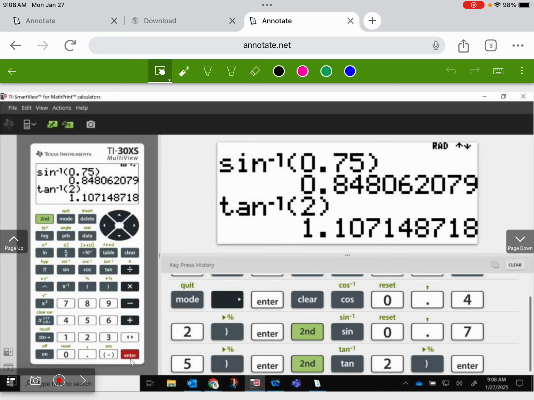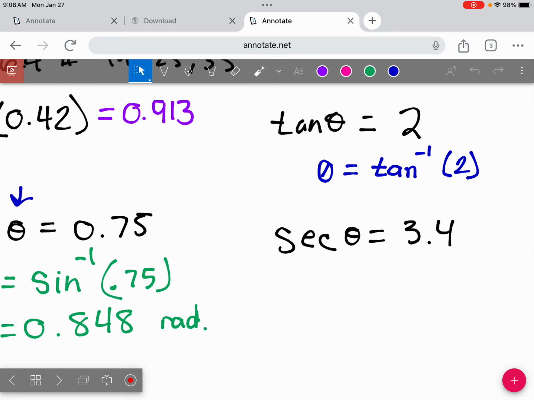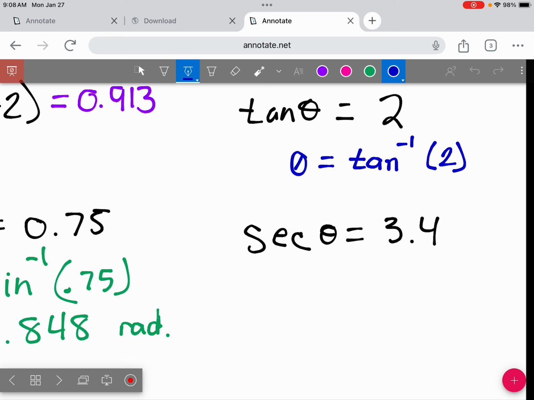And so the angle on that, yes, what would you do for something like cosecant or secant? I'll show you that. The last one's one of those. Okay, so our inverse tangent of 2 is 1.107. And again, it's in radians. So our theta is 1.107.